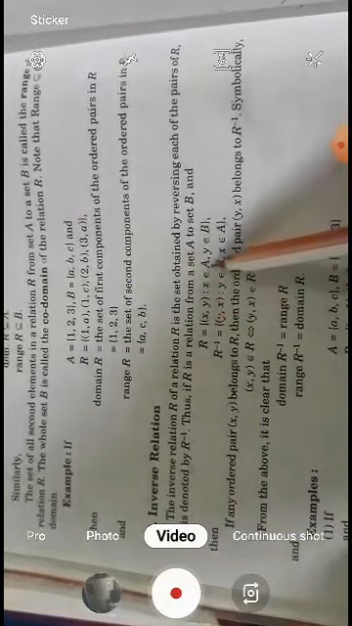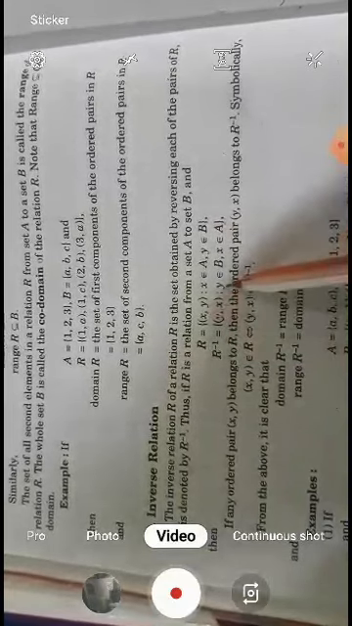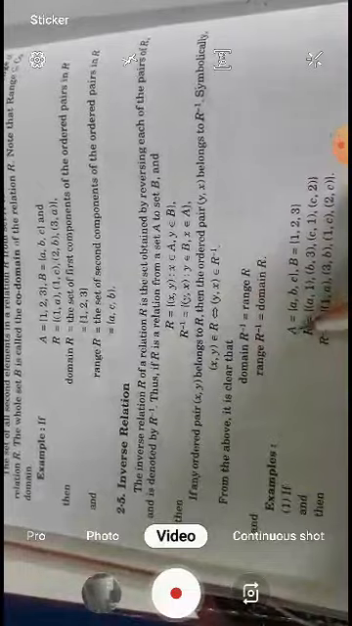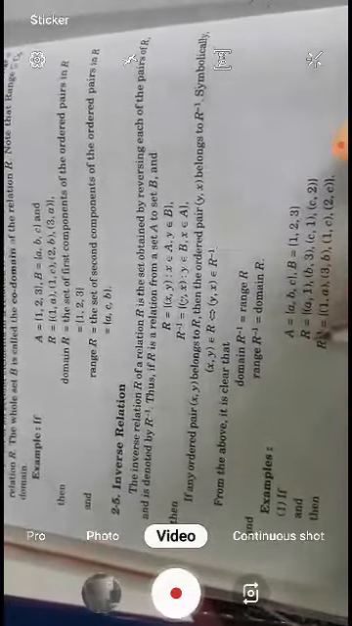What is the inverse relation? The relation R is said to be in x and y, with x belonging to A and y belonging to B. For the inverse, the ordered pair should be changed to (y, x). The domain of R inverse is the range of R, and the range of R inverse is the domain of R.